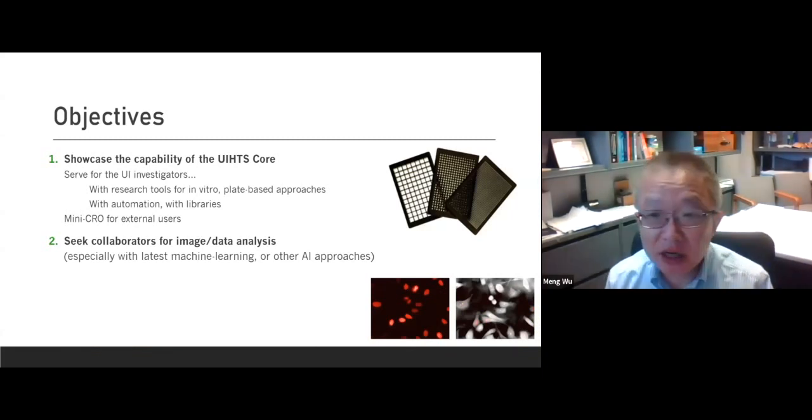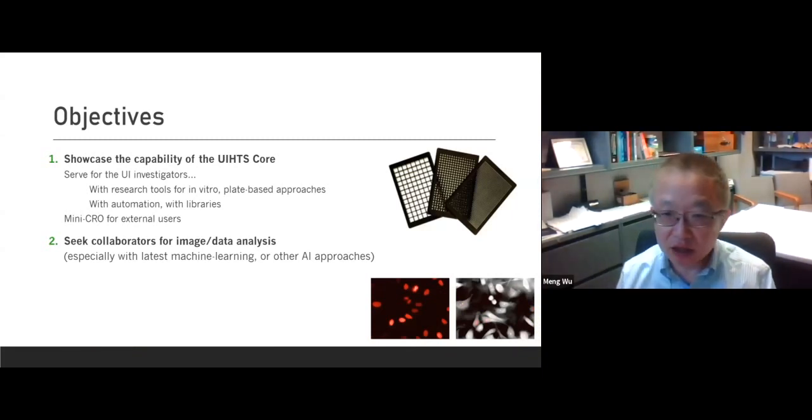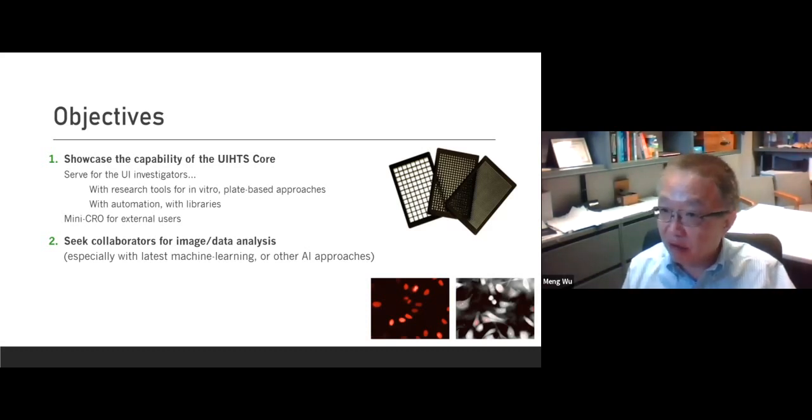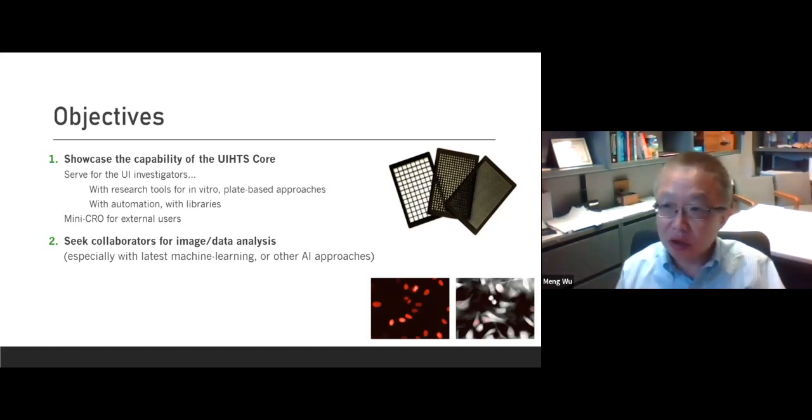So the major objective for me to do this presentation is twofold. One is to showcase the capability of the high throughput screening facility here. We want to best serve the PIs at the University of Iowa with the facility we have here. We can do all the in vitro plate-based approaches for your research project. And we also have different automation and libraries that I will elaborate on later.